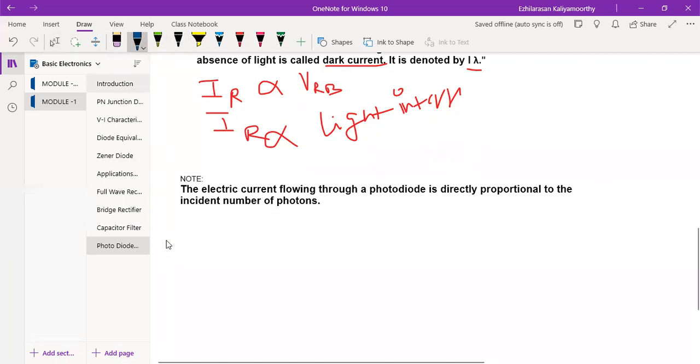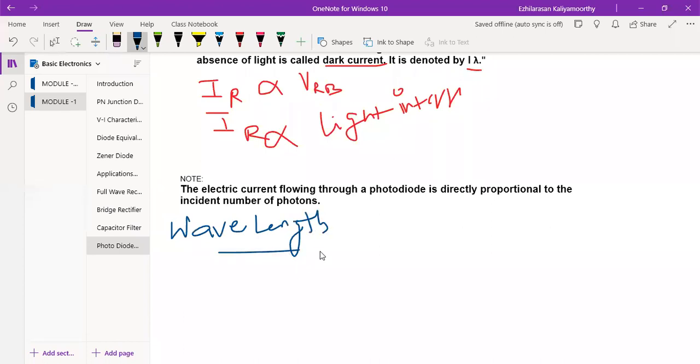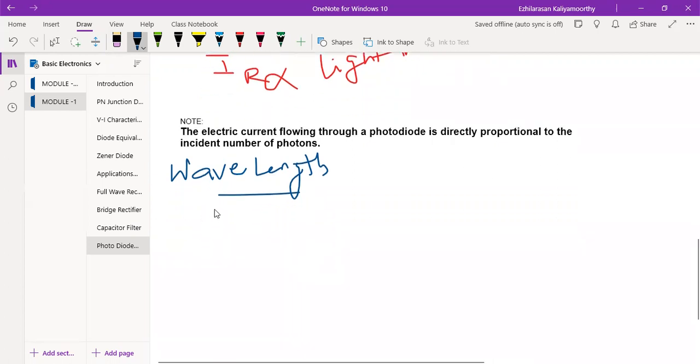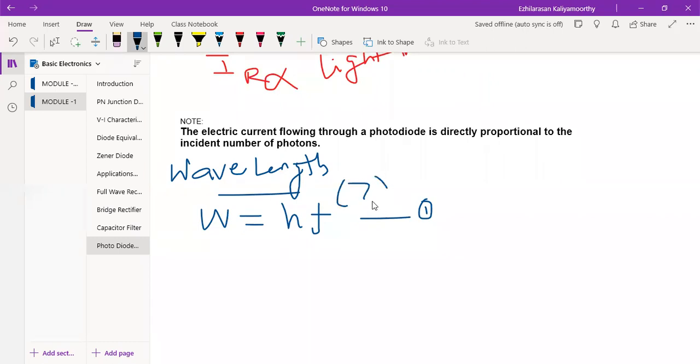Now let us do something about the wavelength. The energy associated with each photon is directly related to the frequency of the traveling wave, determined by the following equation: W is equal to hf. That will be equation number 1. The unit is joules.